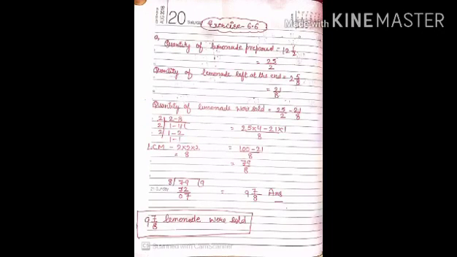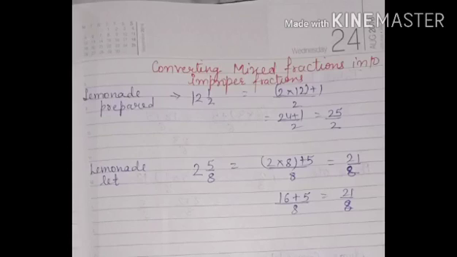Firstly, we write the quantity of lemonade prepared, that is 12 1/2, which is a mixed fraction, and we convert it into an improper fraction. For converting it, we multiply the denominator with the whole number and get the product. After that, we add the numerator to the product: 12 twos are 24, 24 plus 1 is equal to 25/2. Similarly, the lemonade left is equal to 21/8.